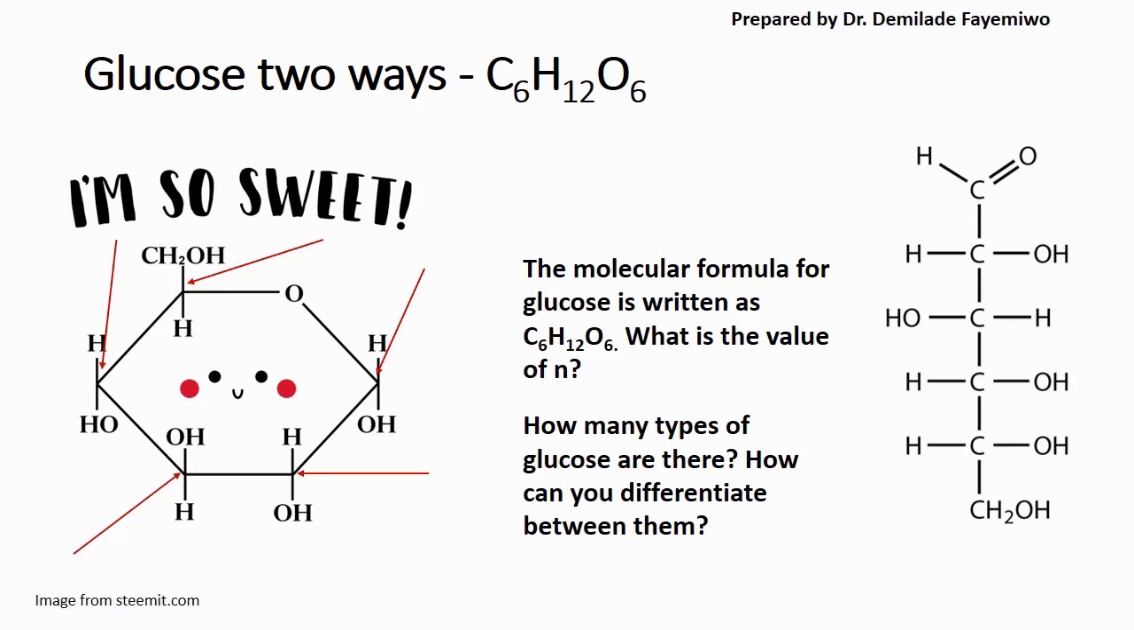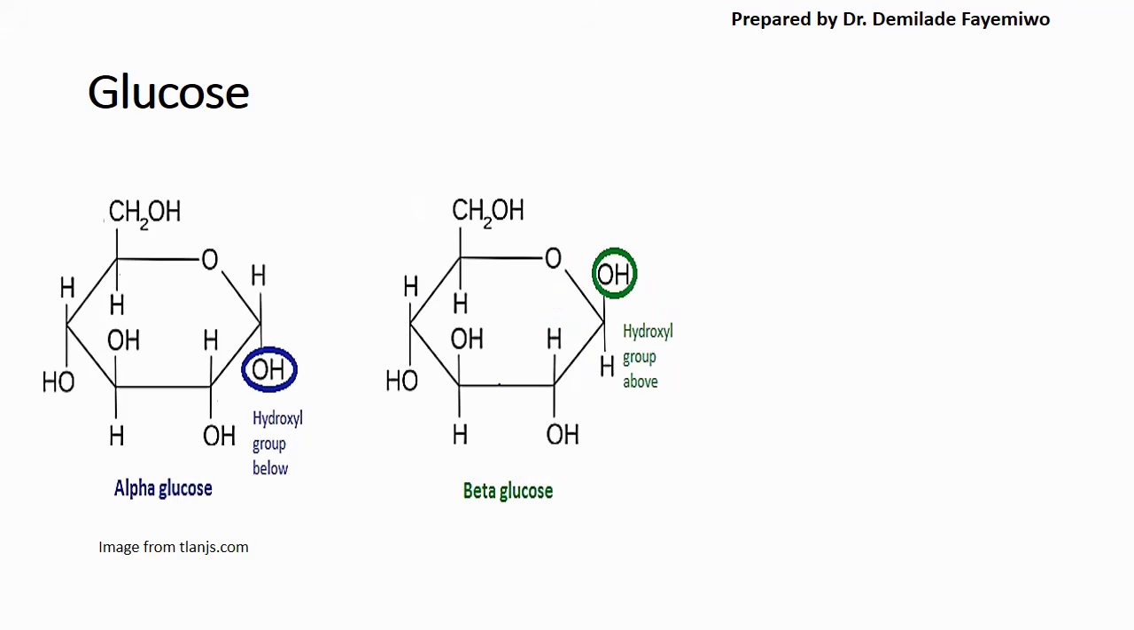Now, something that I always ask students is, how many types of glucose are there and how can you differentiate between them? There are 2 types of glucose molecules. You have alpha glucose and beta glucose, and the difference between these two is the position of the hydroxyl group on carbon number 1. And of course you might say to yourself, how do I know which one is carbon number 1? This is why I have shown you how the carbons are numbered.